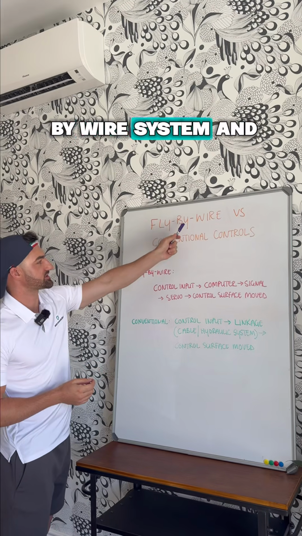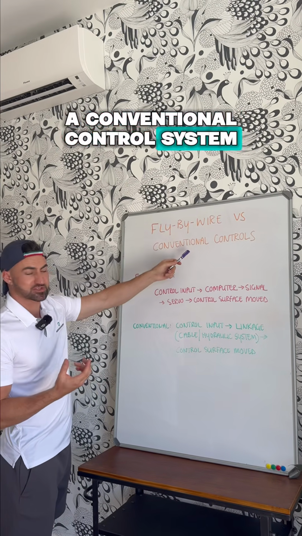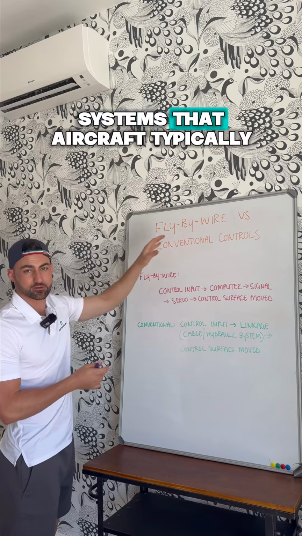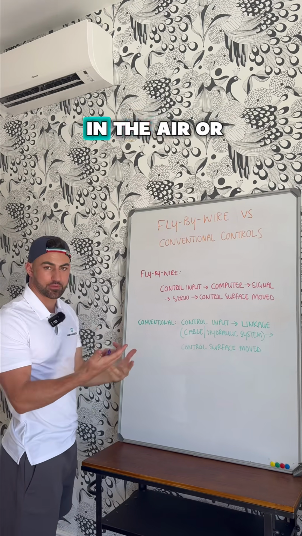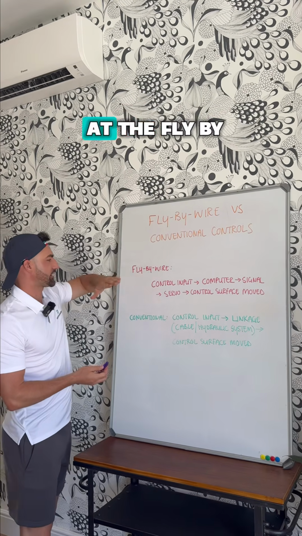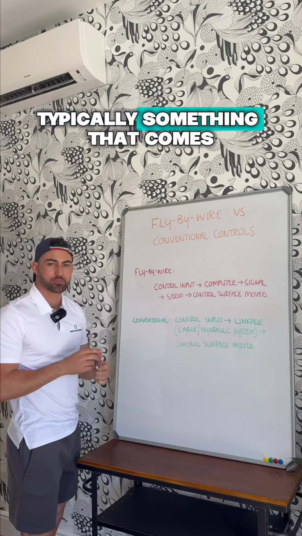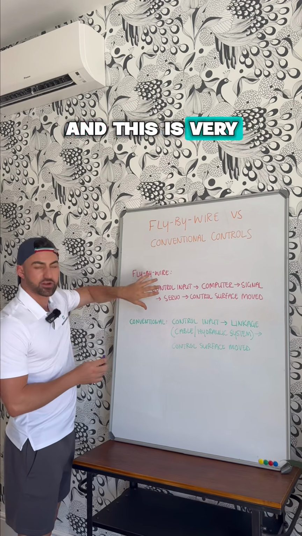What is a fly-by-wire system and a conventional control system, and how do these work? So these are the two systems that aircraft typically operate on when we control them in the air or on the ground, right? So let's first look at the fly-by-wire one, which is typically something that comes from Airbus, and this is very computer driven.